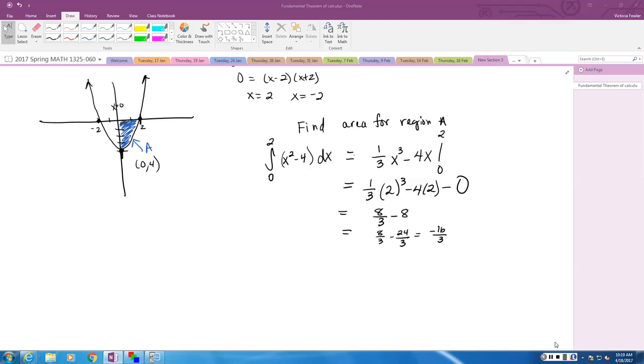Okay, but what did you notice about your answer? You got a negative. Okay, if it actually wants the area, is that an appropriate answer for my area? No, so what are you going to do? You're going to take the absolute value, aren't you? So my area for that region is going to be 16/3.